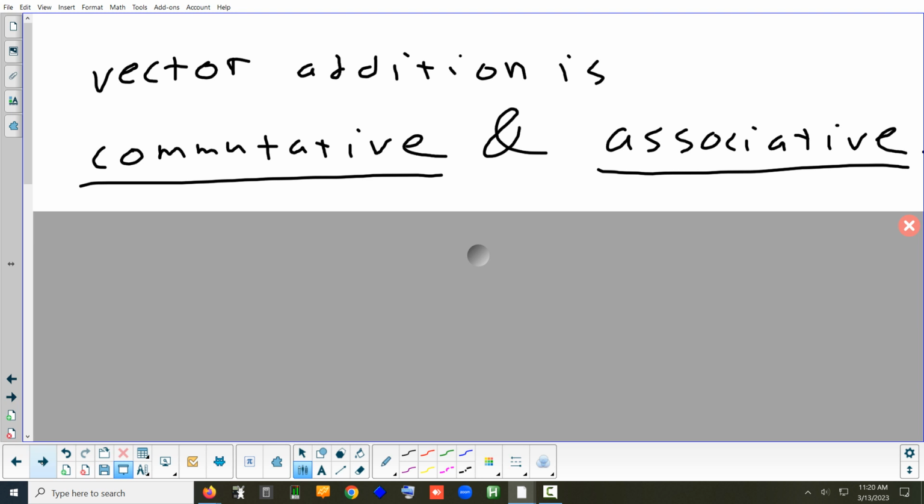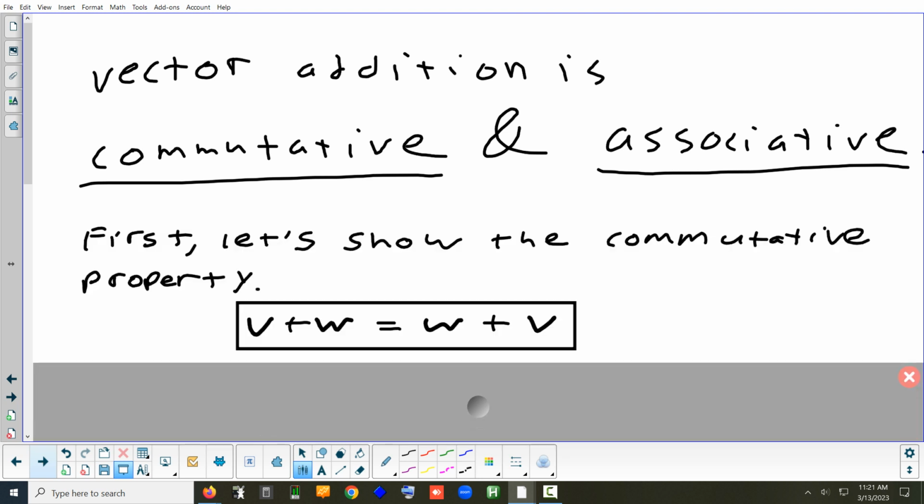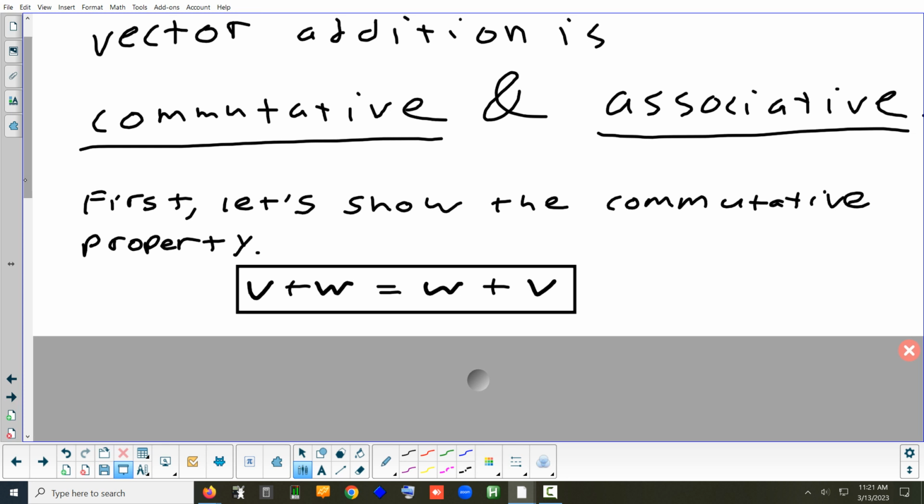So it turns out when we add vectors, we can use the commutative property, and we can also use the associative property. Remember, commutative means if you change the order, you still get the same result. Well, let's try it. I have two vectors, v and w. I'll add them first with v and w, and then I'll change the order and do w plus v.